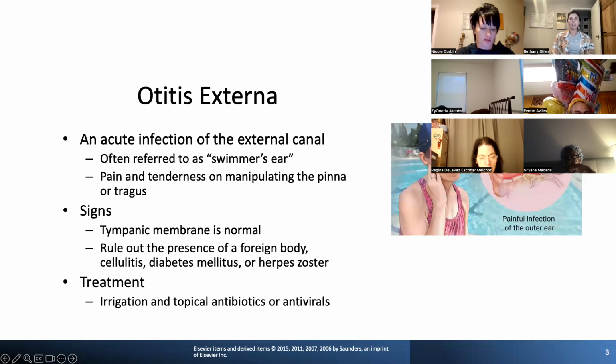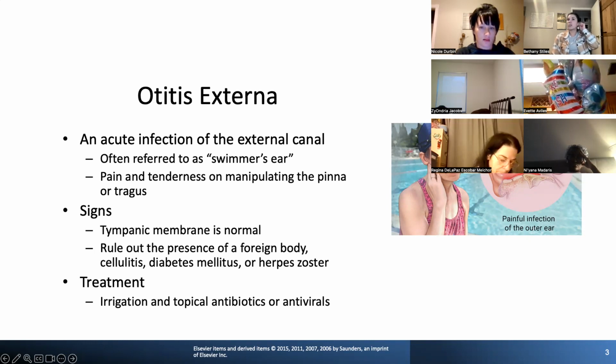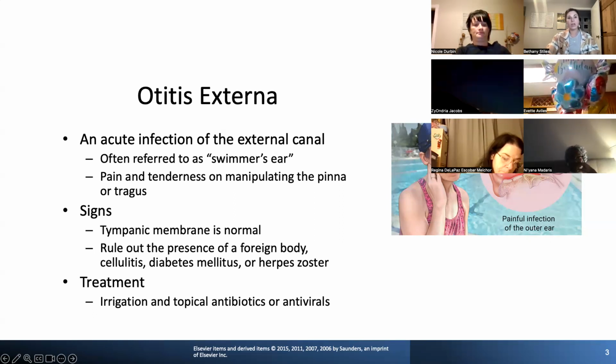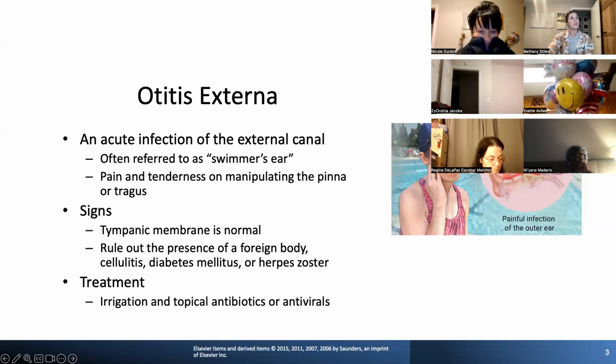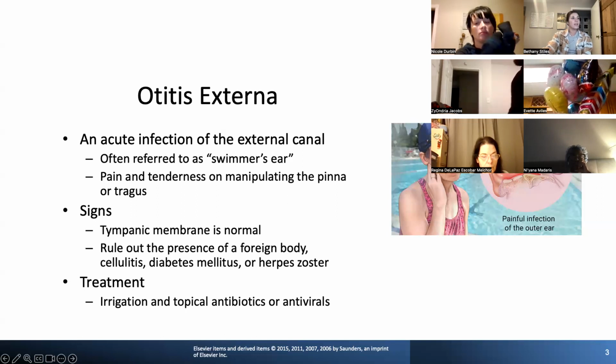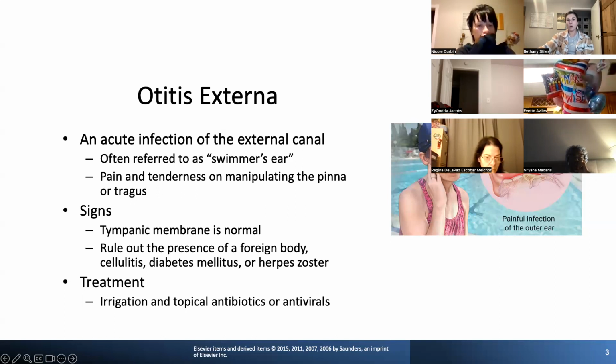When we're looking at ear infections, we have otitis externa, also referred to as swimmer's ear. You're going to have some pain and tenderness when you're moving the ear around. This one, you'll have a normal tympanic membrane, but we need to also rule out foreign bodies, cellulitis, diabetes, and herpes as potentials. And then when we're giving our medications, we're going to use a wick or a loose gauze that we place in the outer third of the ear so that we make sure the medication goes exactly where we want it to.